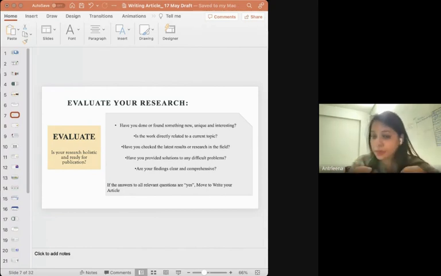And self-evaluation can be done by discussing these questions. For instance, you can ask these questions about your research. Have you done or found something new, unique, or interesting? Does your research contribute to the existing knowledge? It's not a repetition or a re-elaboration of what has already been written down. Does it contribute something new, unique, and interesting?